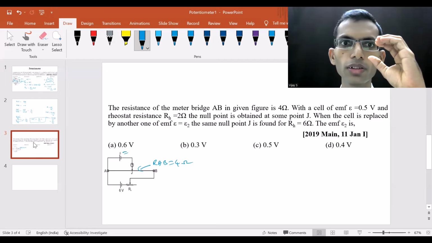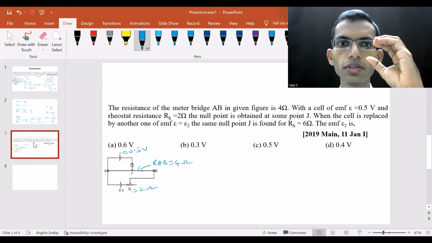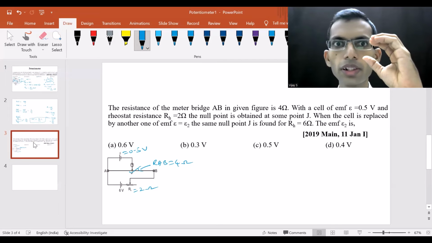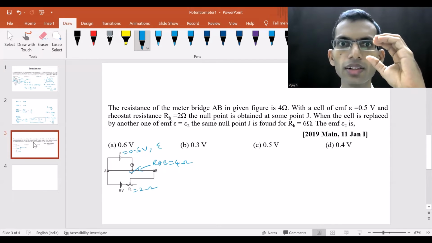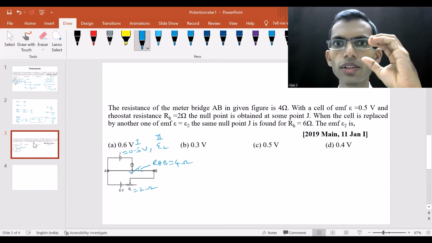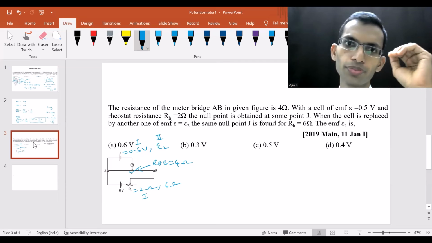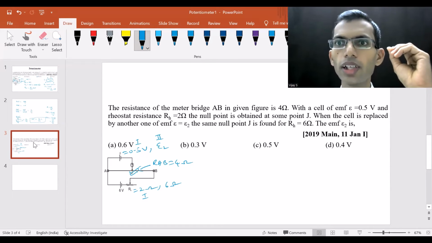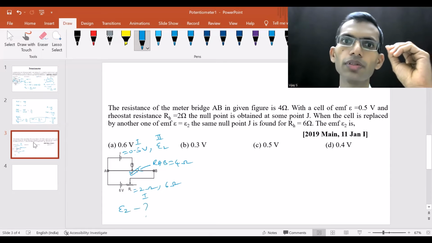So when E is equal to 0.5 volts, resistance is 2 ohm. Then the null point is obtained at J here. Let us say this is the first case. In the second case, the cell is replaced by E2, and the same null point J is found for RH equal to 6 ohm. For that case, the same position, both are coinciding. He is asking us to find E2, the cell EMF.